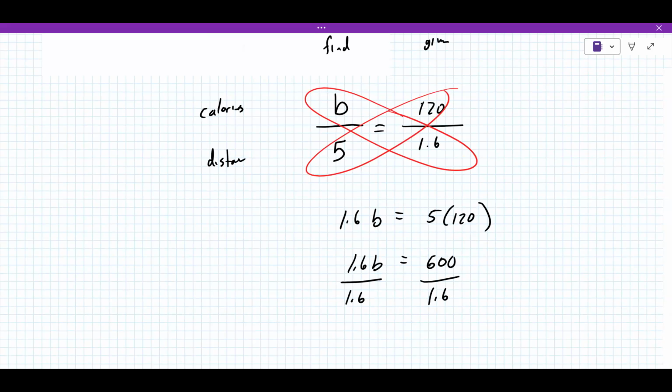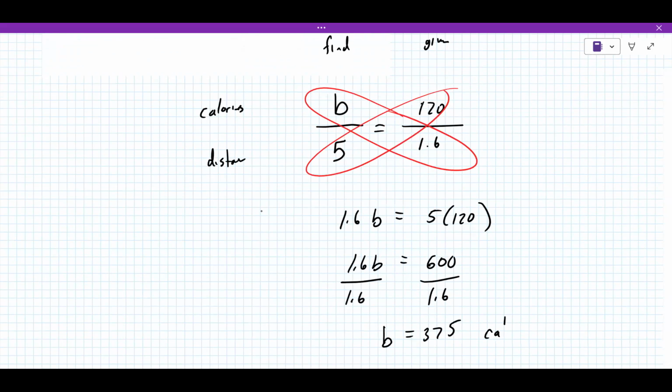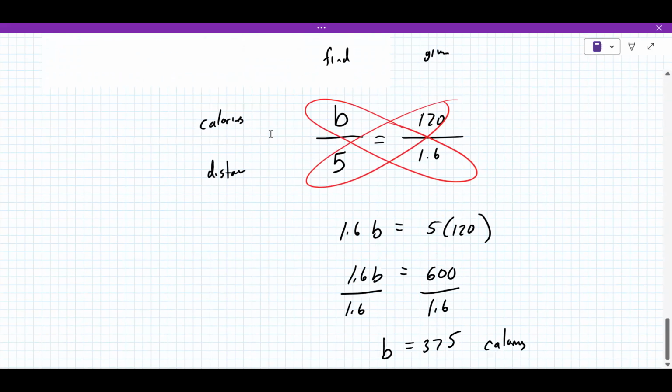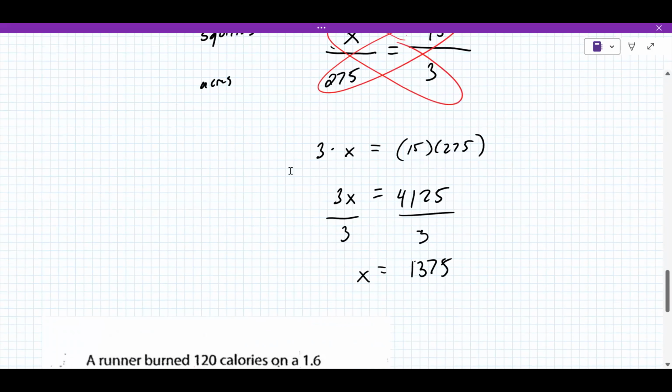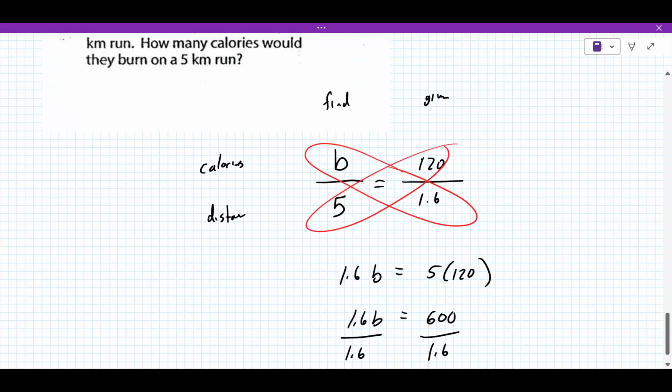Um, 375. Yes. And we should give some units, some context to that. That's number of calories, so 375 calories. In the previous problem, we should have done the same thing, 1375 squirrels. These are more like the 5-step word problems where you have to give some context to them. Okay. All right, so here we go.